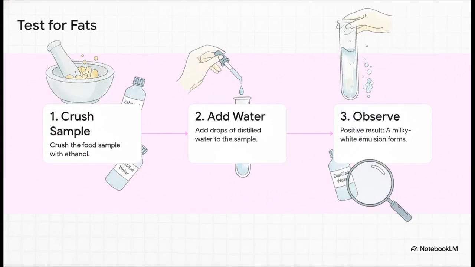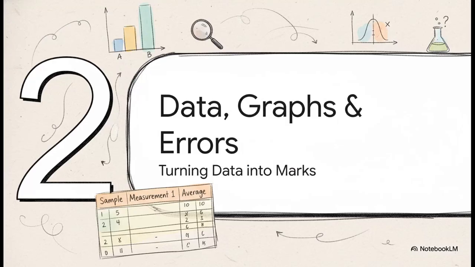And last but not least, we've got the test for fats, the emulsion test. So why is it called that? Well, think about it. Oil and water don't mix, right? Same for fats. When you mix the sample with ethanol and then add water, the fat forms tiny little droplets, creating this cloudy, milky white emulsion. That's your positive result.